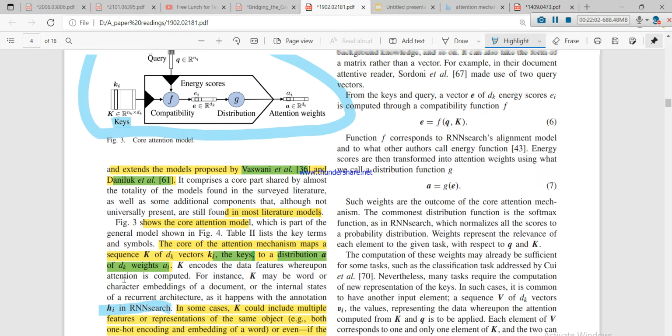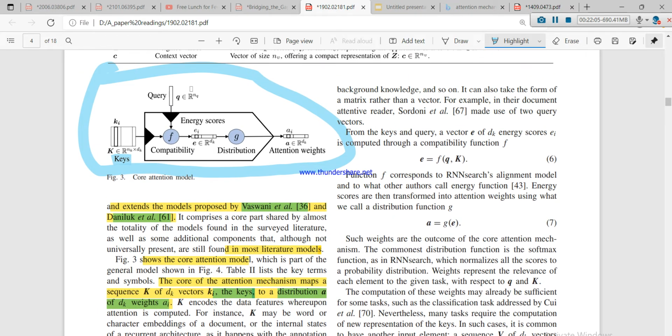And let's see. So here is a query vector, and the query is going through this, and these keys are going through this, and this function is f, the compatibility function, because we have seen previously that the model is defined based on four things: compatibility, distribution, attention, weight. So here they are computing the compatibility, the energy score, and the distributions, and then calculating the attention weight.